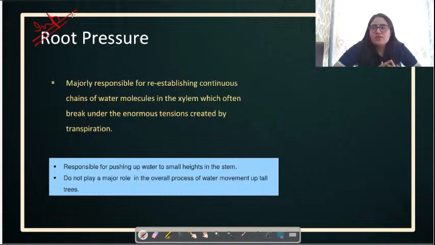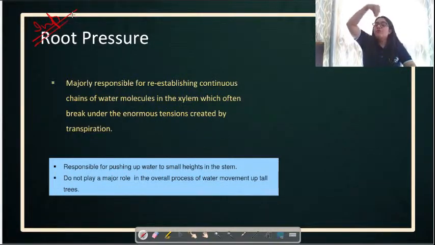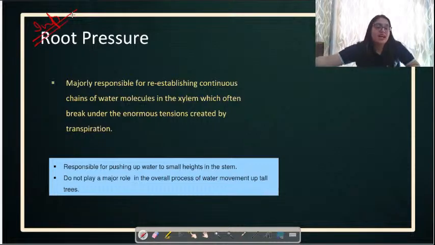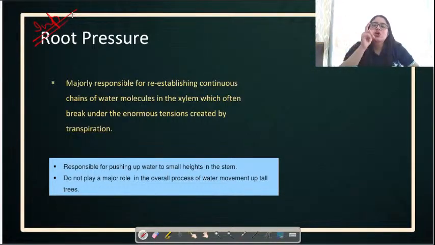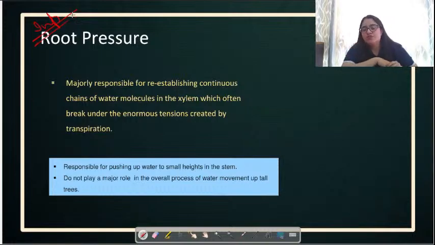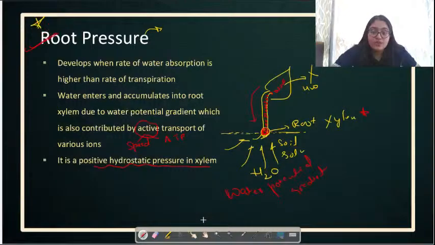But in tall trees like the eucalyptus tree, the neem tree, etc., the majority of the plants, it is the transpiration pull which is responsible for transporting water from root xylem to the leaf xylem. So in the majority of the tall plants, root pressure helps in re-establishing the continuous stream of water present in the apoplast of the xylem that I also showed you on the previous slide.